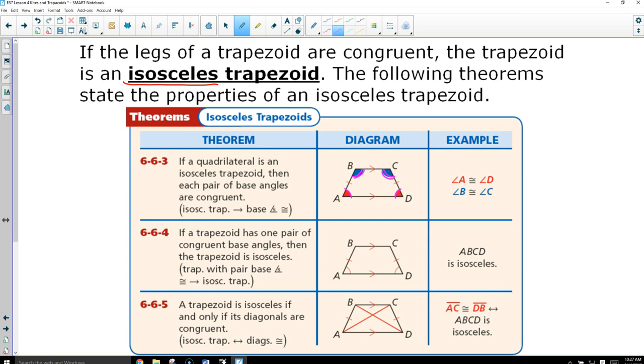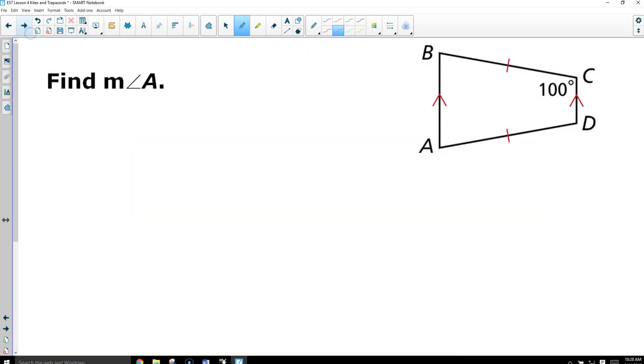I also know the converse of that. So if it has congruent base angles, so if I know that A is congruent to D, then I know for sure that this has to be isosceles. So these are converses of each other. And then the last one, if it's an isosceles trapezoid, I know that the diagonals are congruent to each other. Note that the diagonals do not bisect each other, because if they did, that would make it a parallelogram, and we know that a trapezoid cannot be a parallelogram.